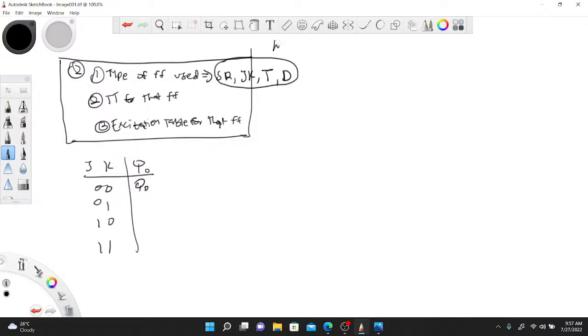Keep in mind that these are all NAND flip-flops. That's why it's like this. If it is no, it becomes something else. But this is just a revision, so let's not go into all that, right?